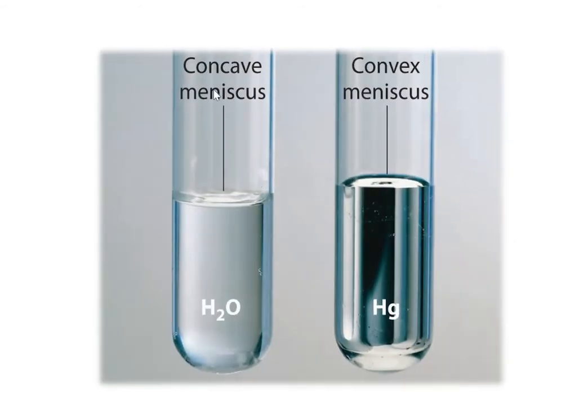Let's see once again the concave meniscus and the convex meniscus. This is the concave meniscus, the angle of contact is acute. The example is pure water. This is the convex meniscus, the angle of contact is obtuse. The example is mercury.